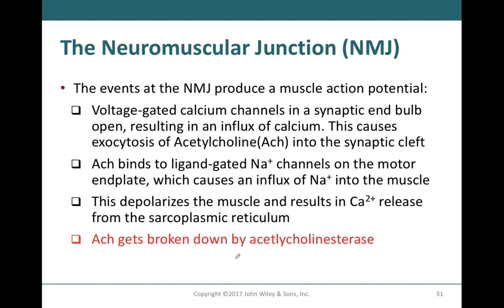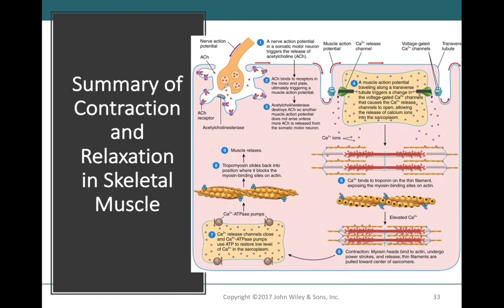However, when we want to stop contracting, any acetylcholine that is left in the synaptic cleft is going to get broken down by acetylcholinesterase, and that's going to stop the influx of sodium into our muscle fiber. So this is another major enzyme that I'd really like you to be comfortable with, acetylcholinesterase. We can see that hanging out inside the synaptic cleft in this picture. So that is the overall summary of excitation-contraction coupling.